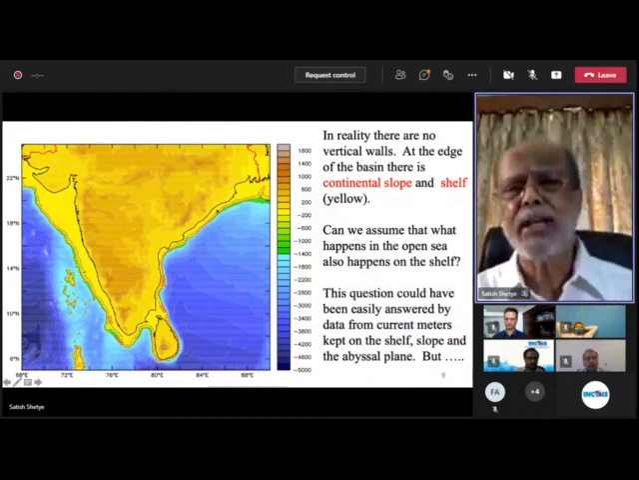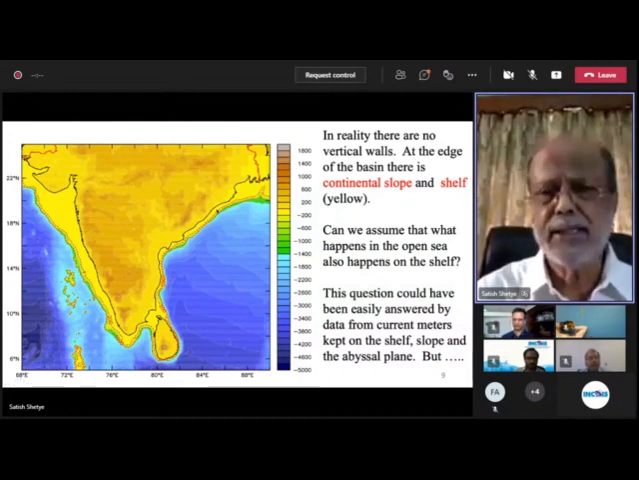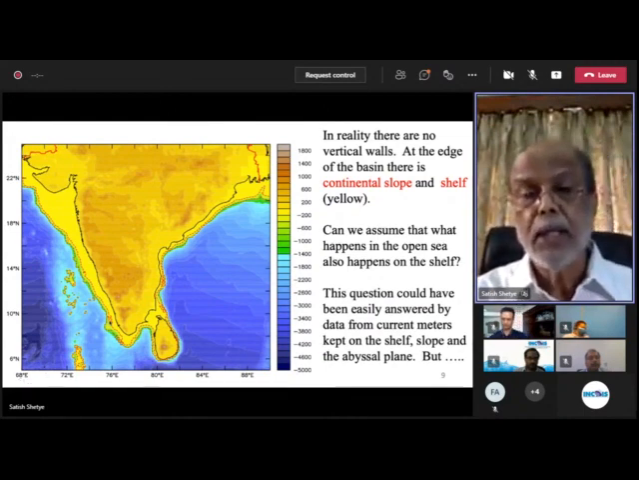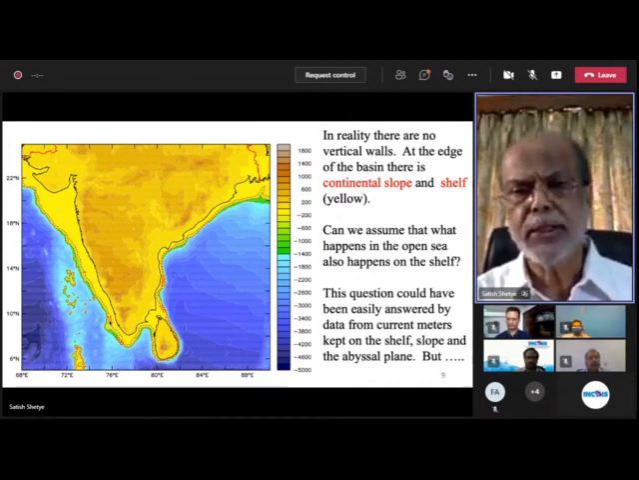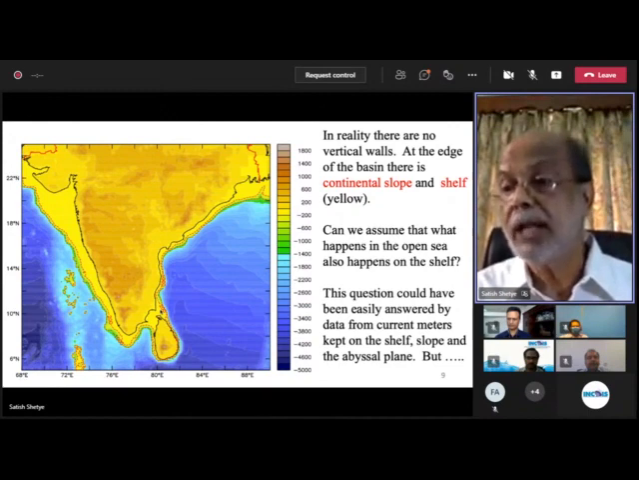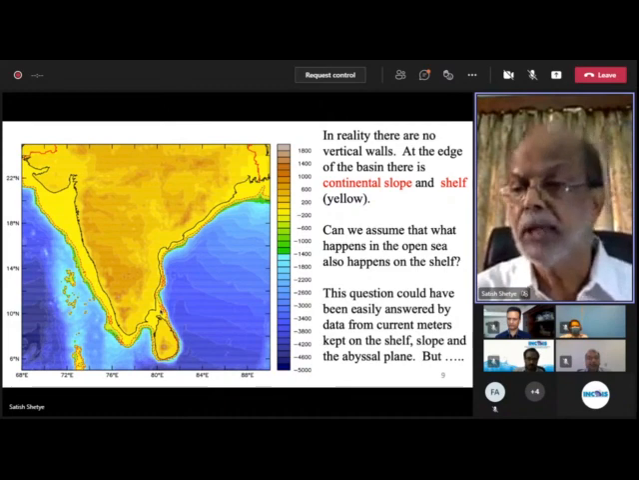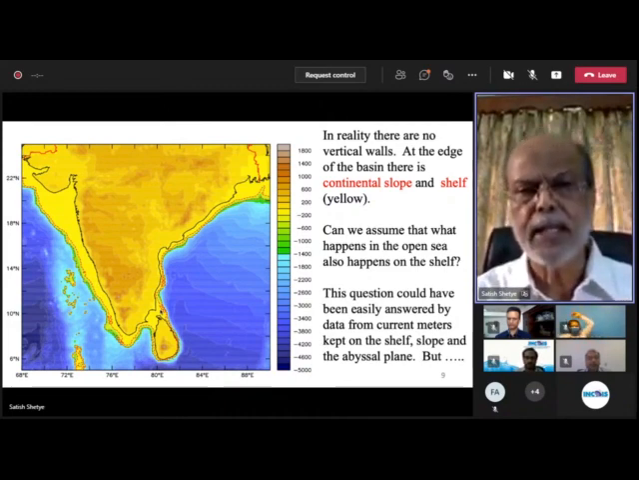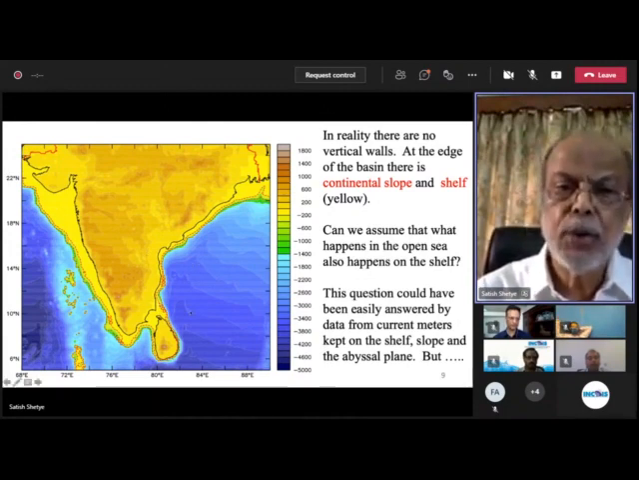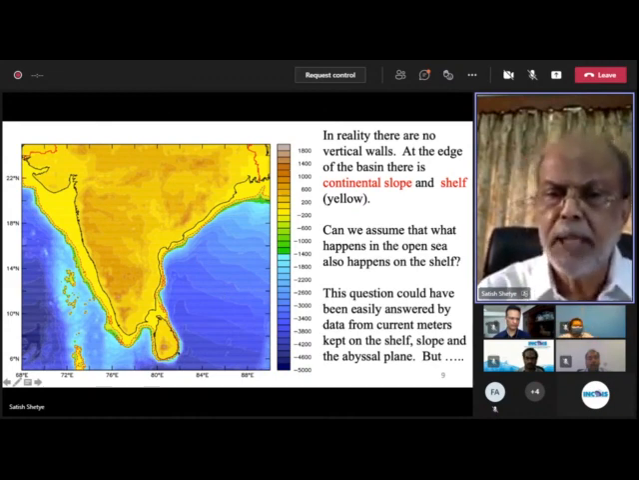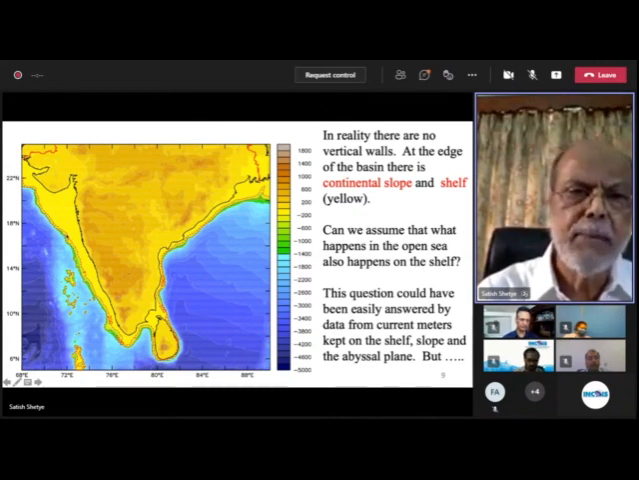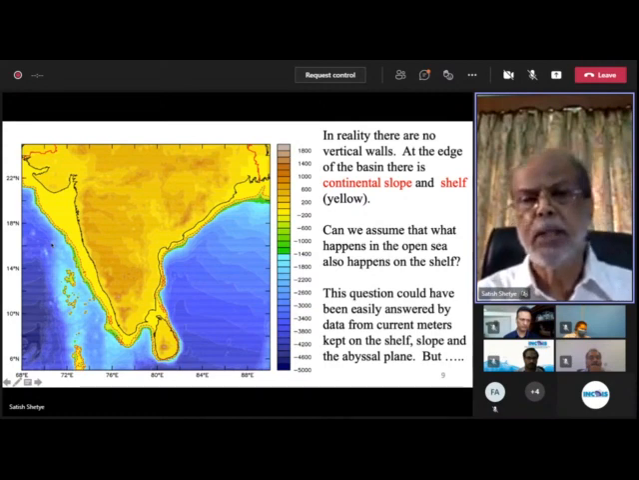Now, what happens on the shelf? Do these large-scale waves that I just described also play a role on the shelf, or does some equivalent of those waves play a role? This question is really essential if you want to understand this area, where most of the operational and commercial activities take place, and as Srinivas pointed out, about 40 million people depend on this area for their livelihood. What is the physics over the shelf in comparison to the physics over the blue area, which is the open sea? This question could have been easily answered if we had put, say, current meters on the shelf and maybe continued them through the slope over the abyssal plain.